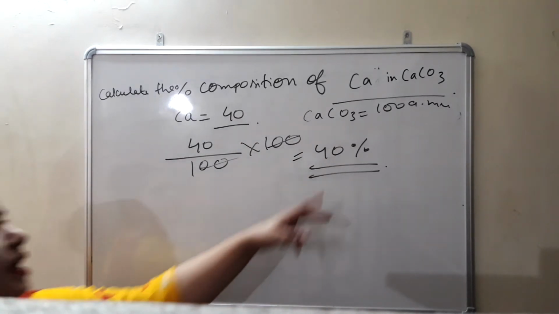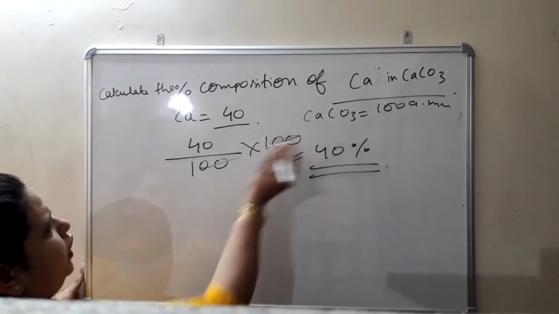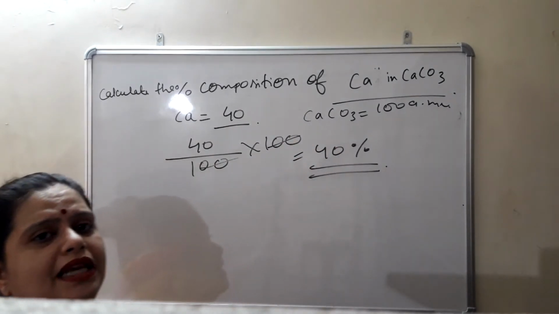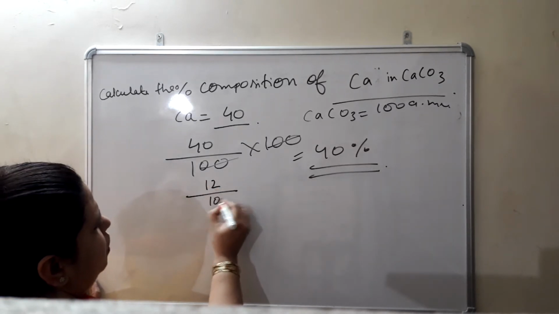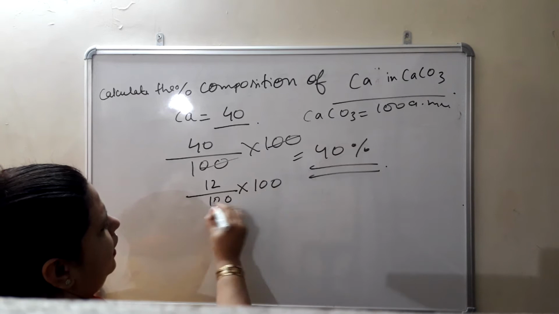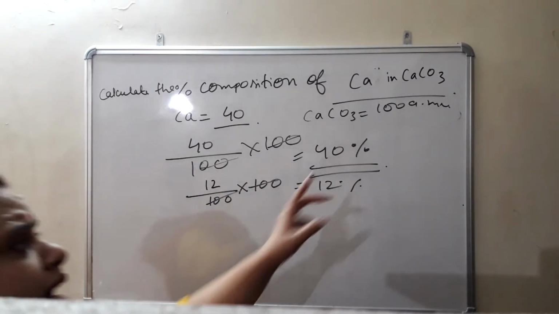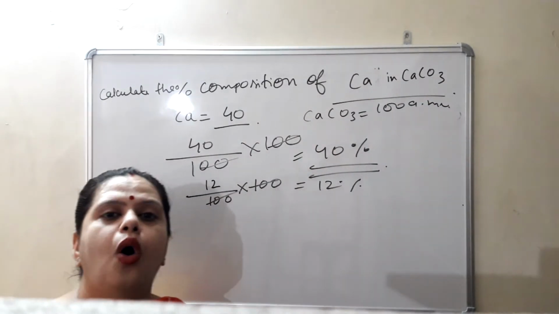In the same manner, suppose you have to calculate for carbon. So for carbon what you will do? Carbon atomic number is what? Carbon atomic number is 6, mass number is 12. So that will be 12 divided by total, multiply by 100. So this is 12%.